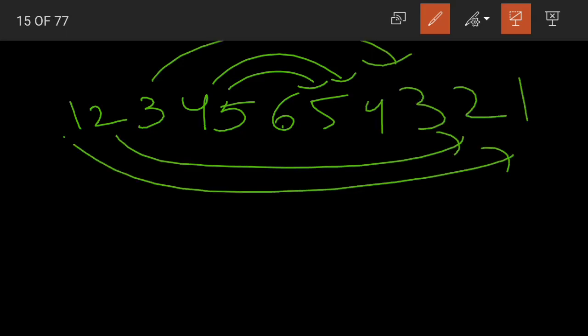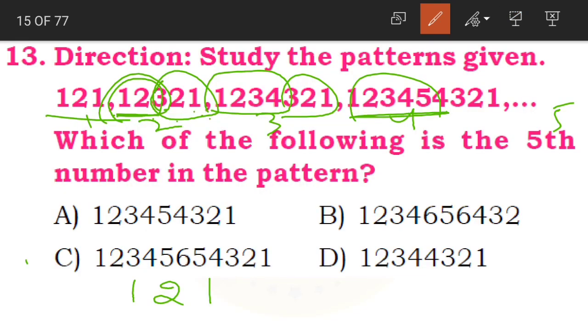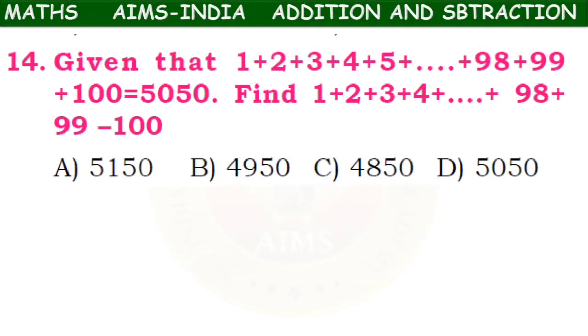What is my number, children? 1, 2, 3, 4, 5, 6, 5, 4, 3, 2, 1. Now which of these options is the same? Option C. Yes. 1, 2, 3, 4, 5, 6, and from 6 the reverse: 5, 4, 3, 2, 1. So option C is our fifth number in the pattern. Clear? Moving on to question number 4.